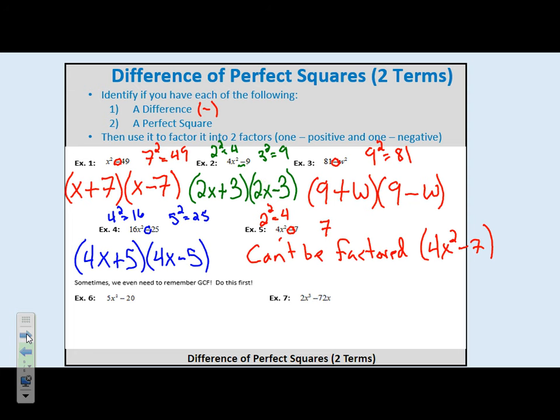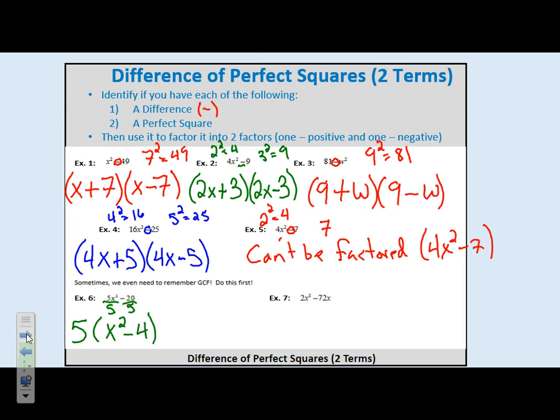All right, now sometimes we get to do the GCF first, so get excited. When you see it, if it's not a perfect square right away, see if you can take something out. So like in example number 6, I have 5x squared minus 20. Well, 5 and 20 aren't perfect squares, but I can take 5 out of both of these. So my 5 is going to go in front. I'm left with x squared minus 4.